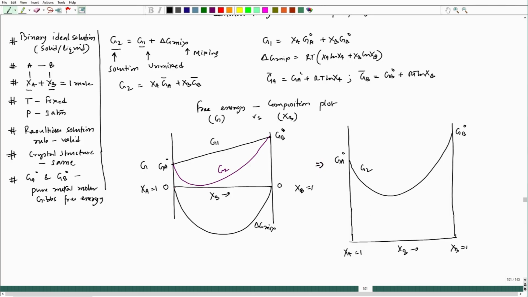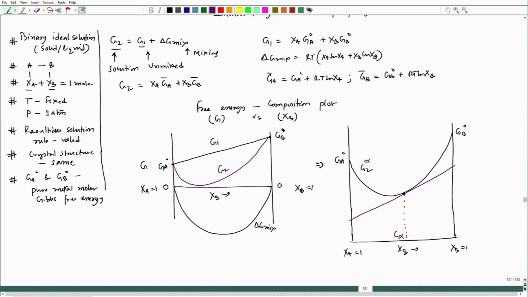Now let me extend this. Let us say I want to draw not a common tangent here, but a tangent. Okay, so let me draw a tangent. A tangent is drawn at this point, and let us say this composition is C, for a solid, or some other arbitrary homogeneous phase, alpha. So this is the alpha composition at the point where the tangent has been drawn over the G2 curve.